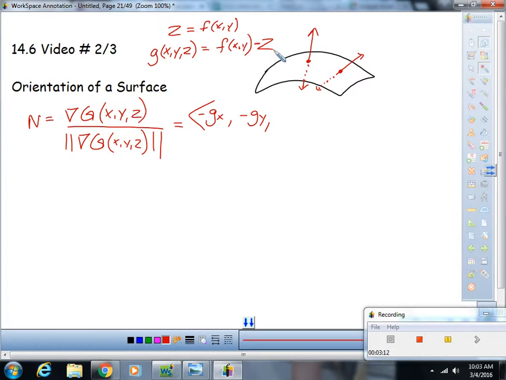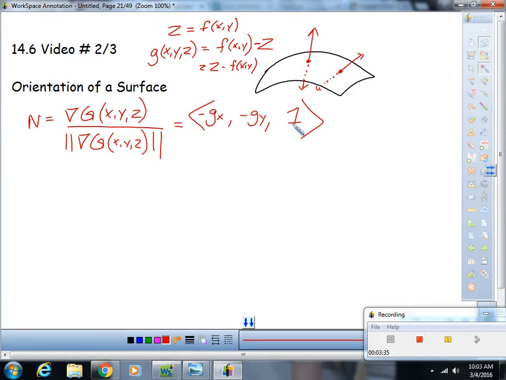But they have switched that because we want the upward one. So they have given us z minus f of x comma y, and that's just so we get the upward one. Don't worry about this too much. It's not that big of a deal if you're lost. But I'm just trying to explain to you why that is a 1, because the partial derivative with respect to z is always going to be 1.